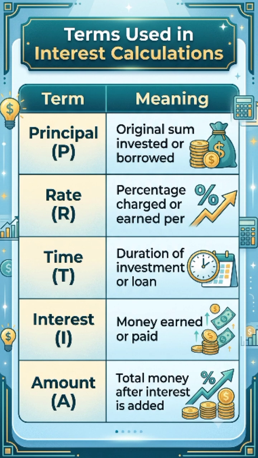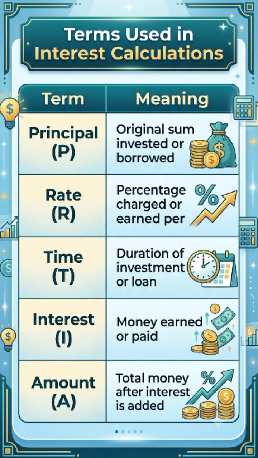Now the interest means the extra money you earn from an investment or the extra money you pay for borrowing money. That is the interest. Now what is amount? Amount means the total money after interest. If you borrow 300,000 and your interest is 30,000, the total money you're going to return is 330,000. So when you add the principal plus interest, that's what we call amount.